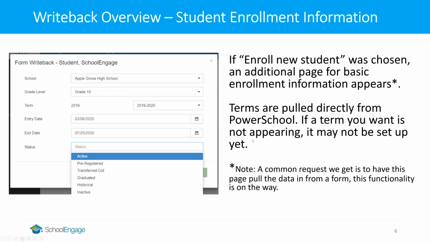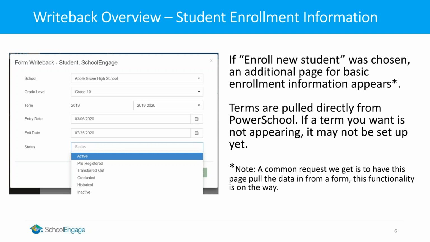So if you choose enroll new student, this would be for a brand new student who has never been in your district. You'll get an additional page, and this additional page is going to have their basic enrollment information. So you can see there's the school and grade, the entry date and exit date for when they're coming in. This is on the scheduling setup and transfer info, the term, and the status that they're going into the district with. So obviously, if they're registering for next year and rollover hasn't occurred, you might want to pre-register them and choose the 2021 term.